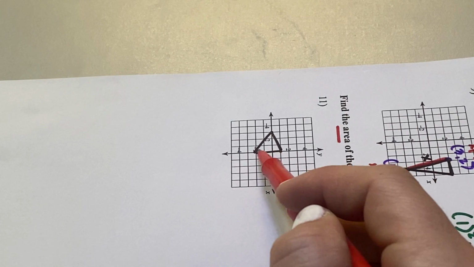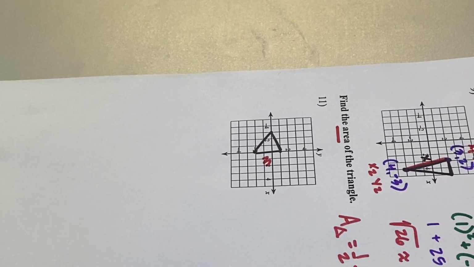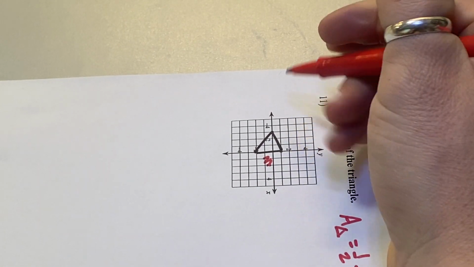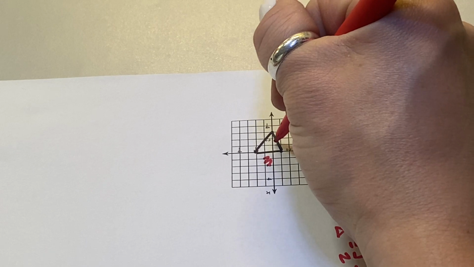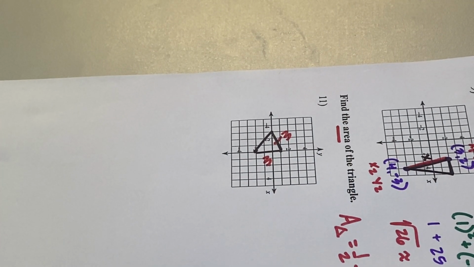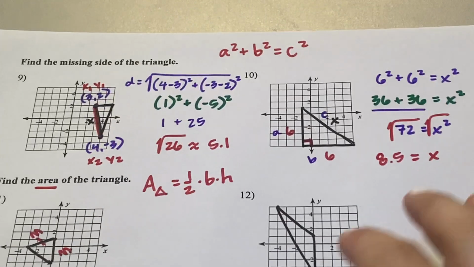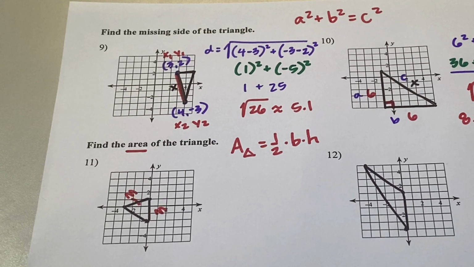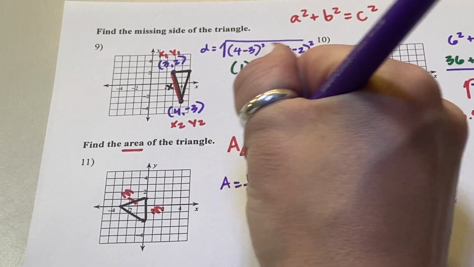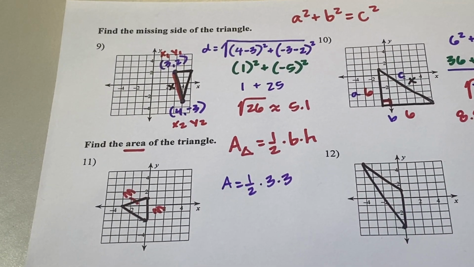What would my base then be? 3. What would my height be? How tall is this? How many spaces up? 1, 2, 3 as well. Okay, so now I have everything I need to find the area of this triangle. I just had to kind of maneuver it and look and find. So I can plug in my area formula. Area equals 1/2 times my base, 3, times my height, also 3.